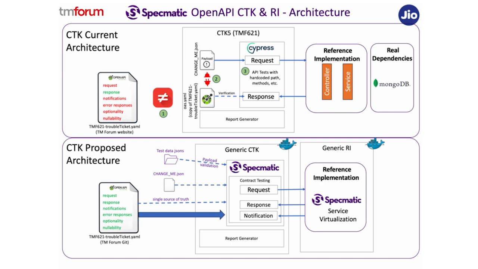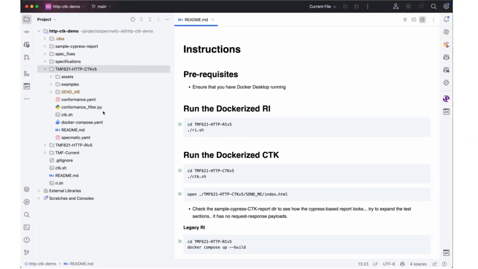The only thing that changes for these two things is the specification and the data, the payloads, which is loaded at runtime. So enough of the slide deck, let's jump in and actually look at what the source code for this looks like, and what the experience would be for someone. Let's assume you download the CTK and RI. You would have a simple README instruction file, which lets you start up the RI and CTK.